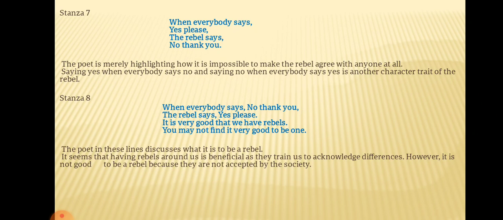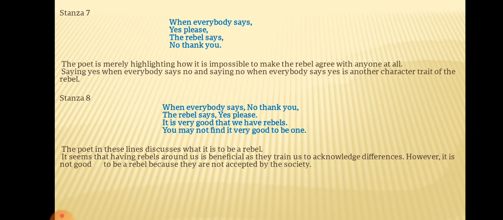And the last stanza, that is the 8th stanza of the poem, goes like this. When everybody says no thank you, the rebel says yes please. It is very good that we have rebels. You may not find it very good to be one.